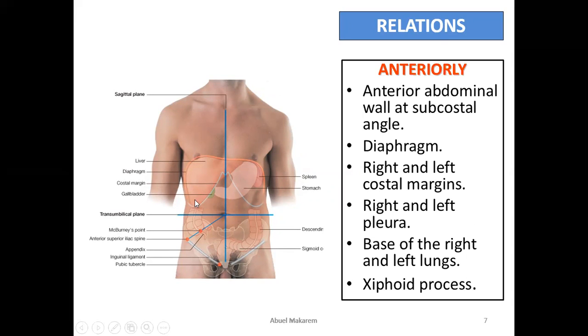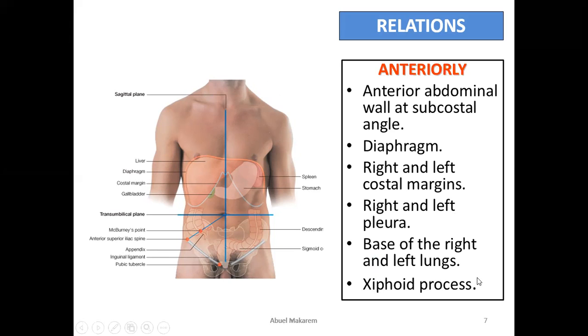So the right pleura, especially, will come in the front, and it will cover the liver. Then the base of the right and left lungs. The lungs also, because above the diaphragm will be the lungs, and they have a small space between the chest wall and the diaphragm, where they can enter and they can cover up to the liver also. So the lung, the pleura, everything covers the liver.